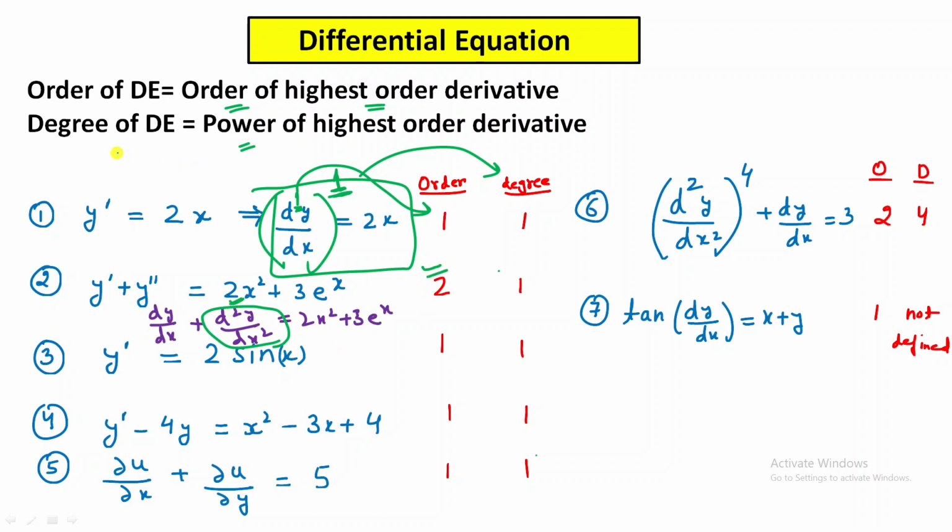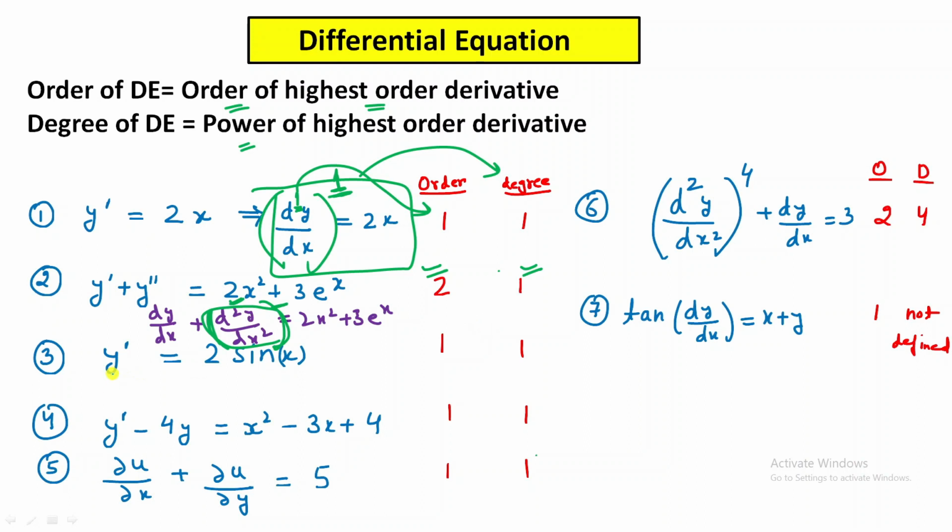Now to find the degree, check again the highest order derivative. This is first order, this is second order. Now outside this, in the power, what is the value? It will be 1 only. So that is the degree, right?